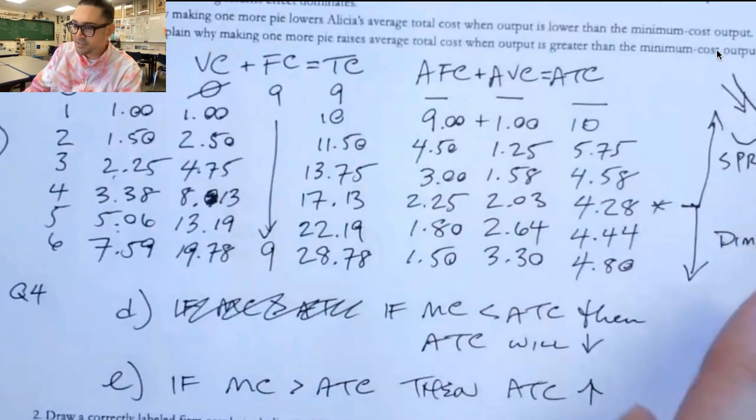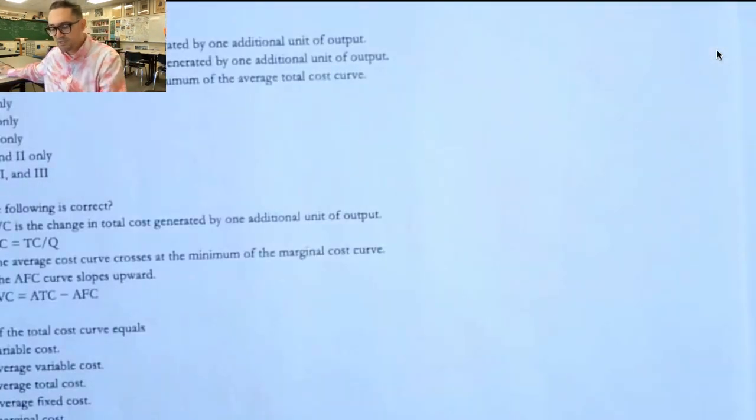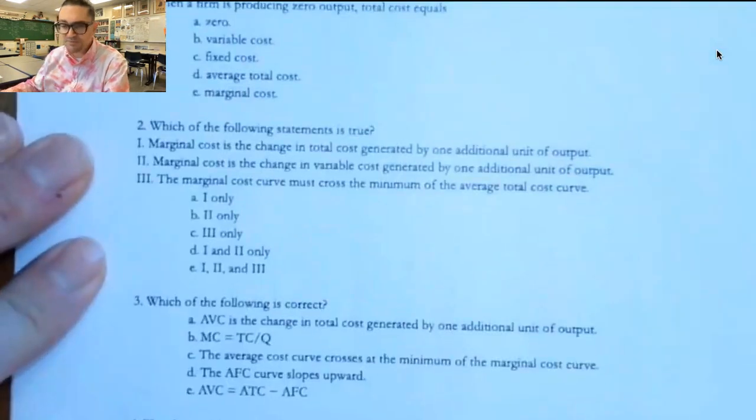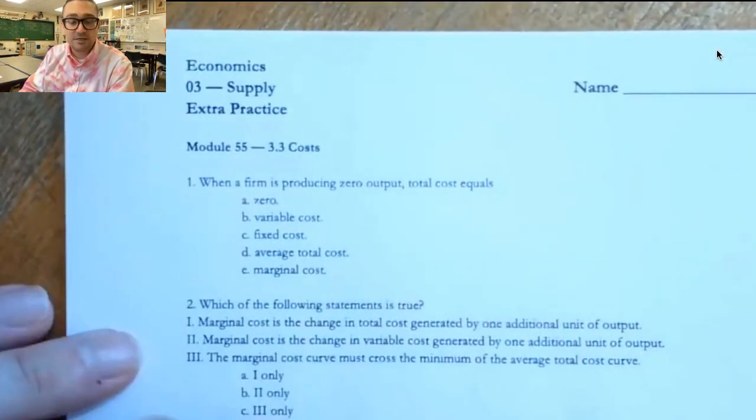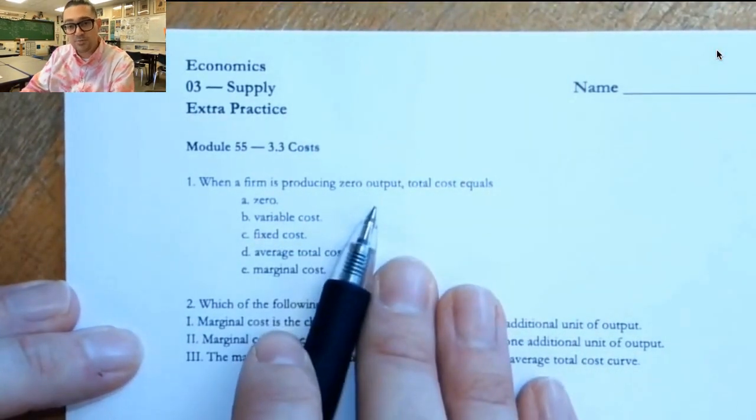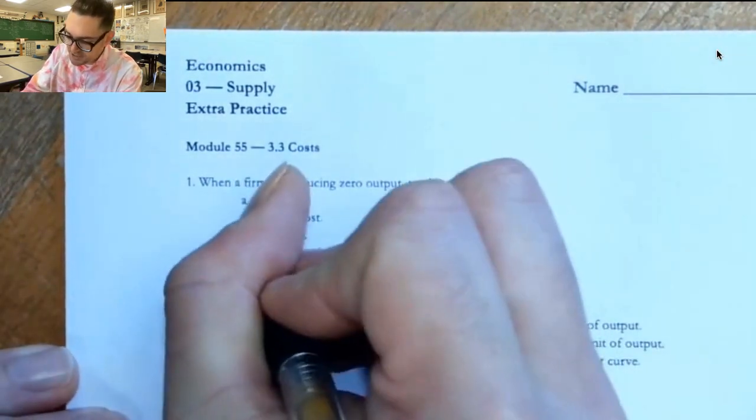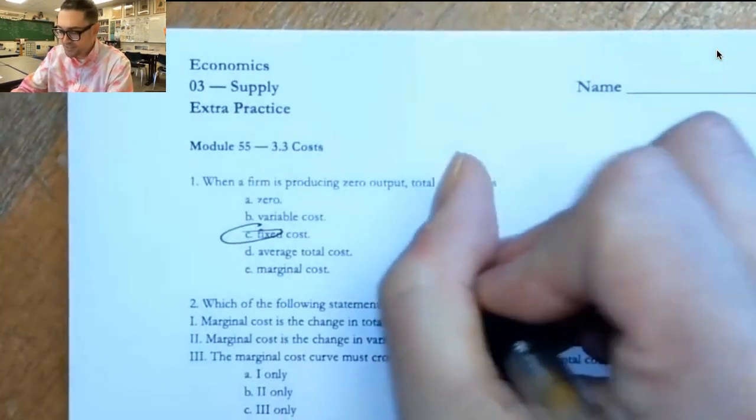All right, let's take a look at some of these multiple choice practice questions. So from Module 55, the multiple choice questions are as follows. When a firm is making zero output, total cost is just fixed cost. So that's just a definitional concept. So that one is C.